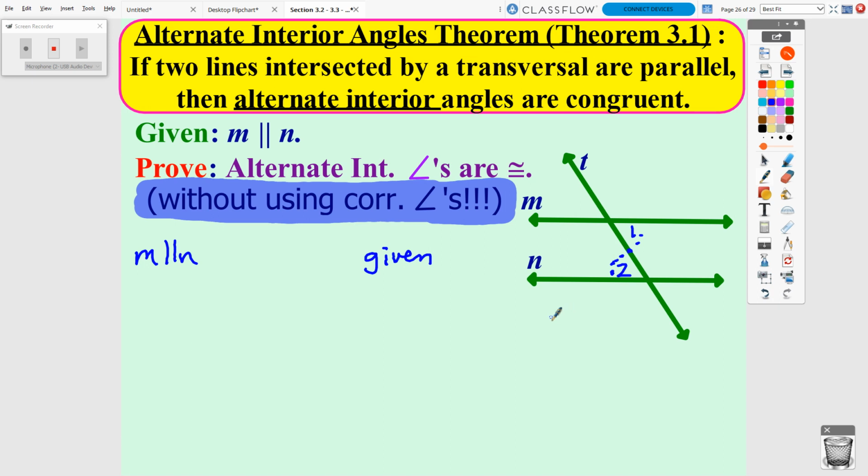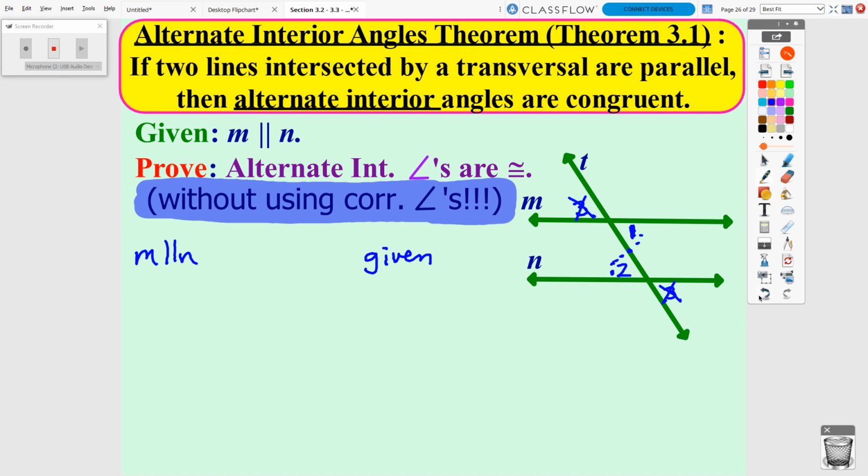So now I need to find a helper angle. And remember, usually I would say, well, let's find a corresponding angle. But the restriction in this problem is you can't use corresponding angles. So we've got to find a different kind of angle to connect to, and let's just pick on angle 1. Let's find an angle that can connect to angle 1 that's not a corresponding angle. We can't put an angle 3 down here because that would be corresponding. And really, in the end we won't be able to connect angle 2 to a corresponding angle, so we're kind of out of luck right here as well.